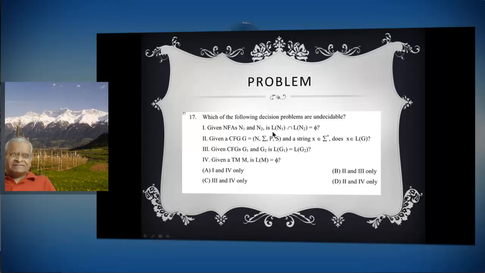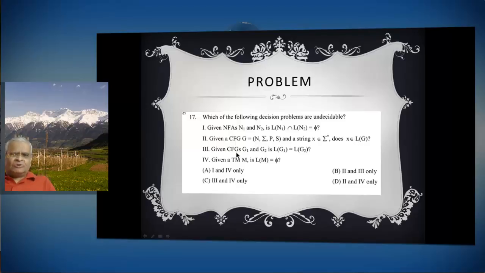Another way of phrasing this is: given two NFAs accepting some regular languages, can we decide if the intersection of the two regular sets is empty? This means a decision problem for the intersection of regular sets. Statement 2 says: given a context-free grammar G with non-terminals, terminals, productions and a starting symbol, and given a string X in the set of all possible strings over the vocabulary, is the string X in the language generated by the grammar? This means a membership problem of context-free languages.